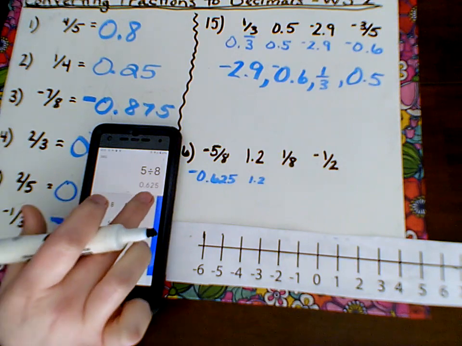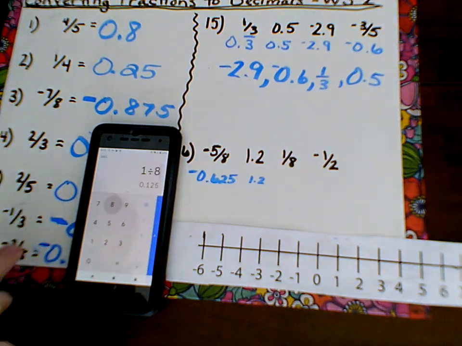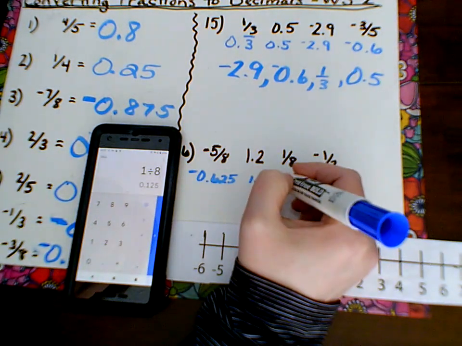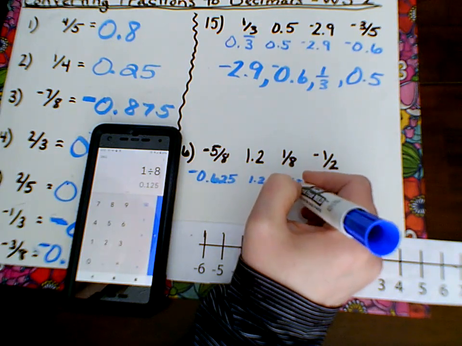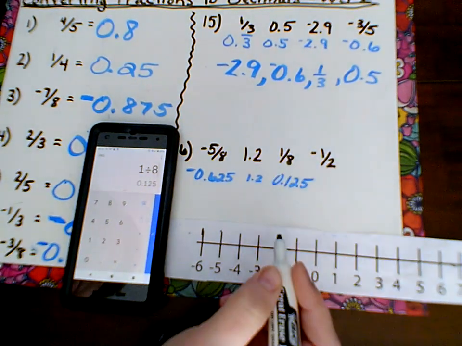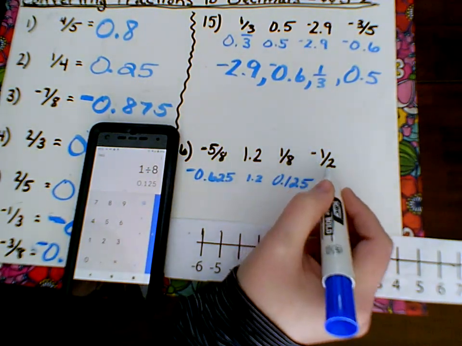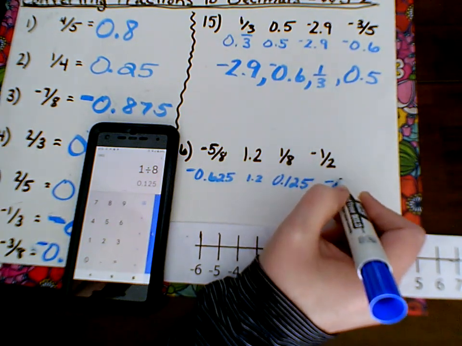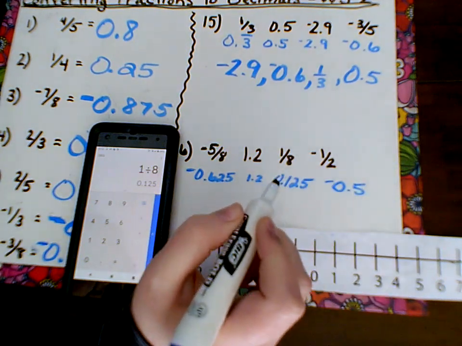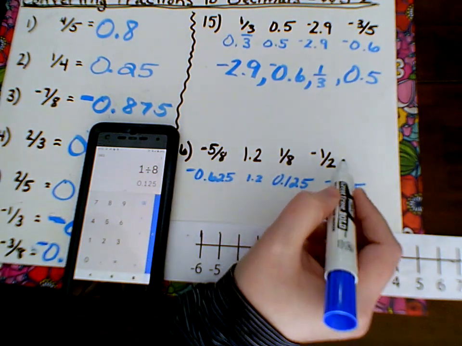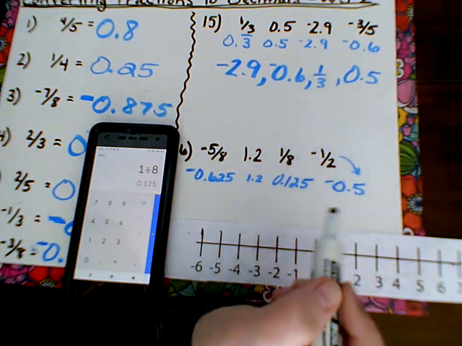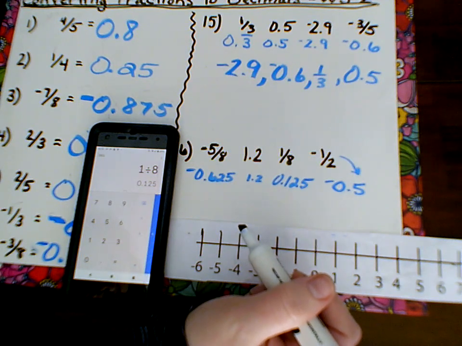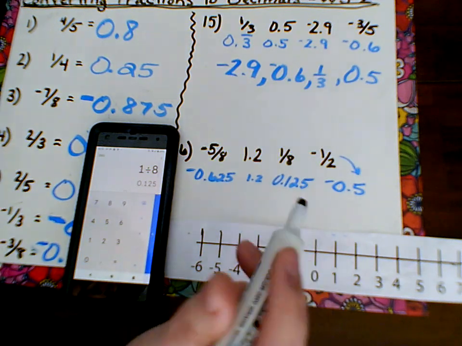Then we have to do 1/8. 1 divided by 8 is 0.125. And this is a good one to just memorize, guys. 1/2 is 0.5, so -1/2 is -0.5. It's just going to benefit you to memorize that one right there. It's going to come up a lot.